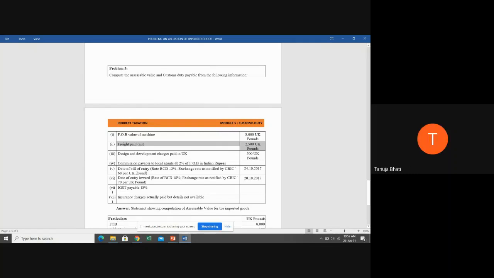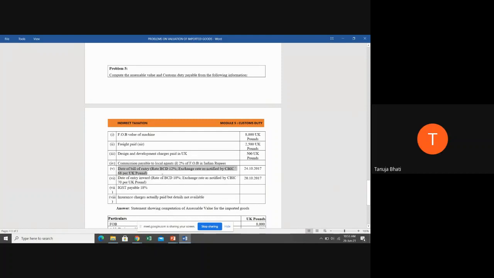Very good. Design and development charges paid in UK. What should be done? Should be added to FOB value. Okay. Next, commission payable to local agents at 2% of FOB in Indian rupees. What should we do with this particular information? It should be added to FOB value. Yes, commission should be added to FOB.